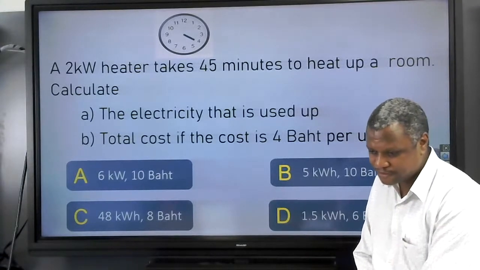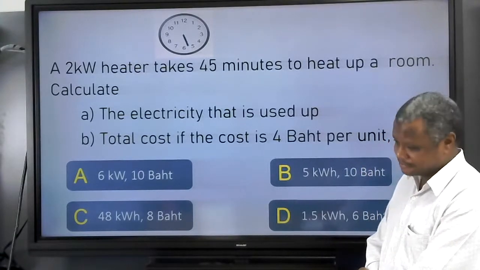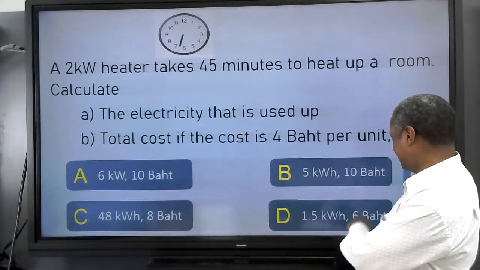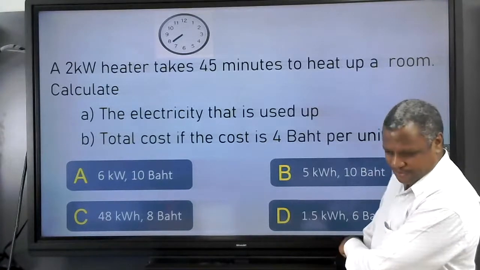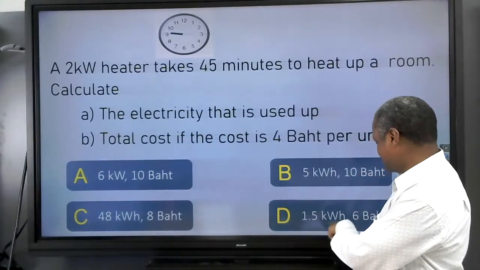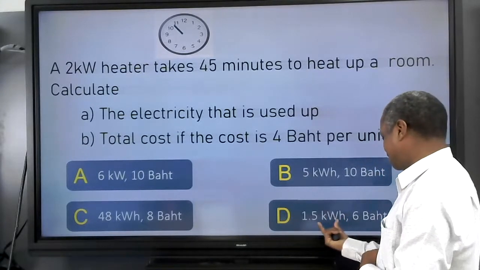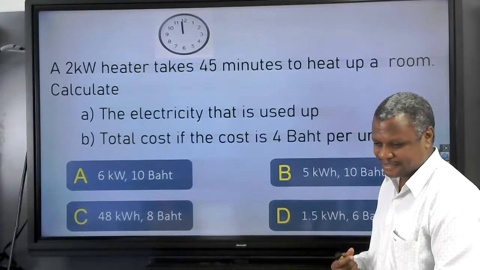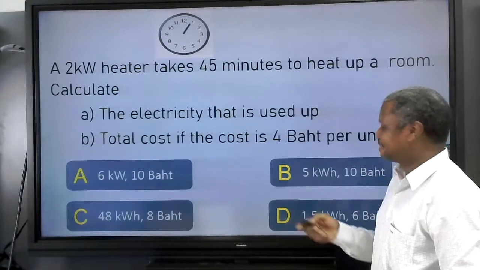Question 7, the last question. 3 room 2, number 9 says A, 6 kilowatt, 10 baht. 3 room 8, number 10, you say D. D is 1.5 kilowatt hour, 6 baht. 3 room 8, number 8, you say D, 1.5 kilowatt, so quick. Well, the answers are D. 3 room 8, number 9, D, 1.5 kilowatt hour, 6 baht. 3 room 2, number 47, D, 1.5 kilowatt, 6 baht. And the last, but not the least, 3 room 8, number 23, D, 1.5 kilowatt, 6 baht.